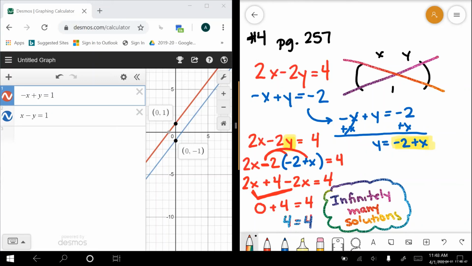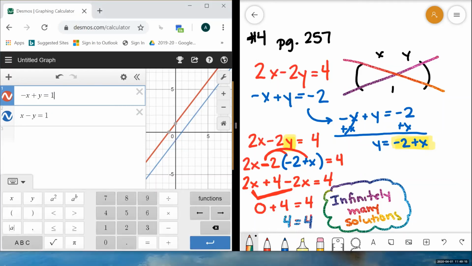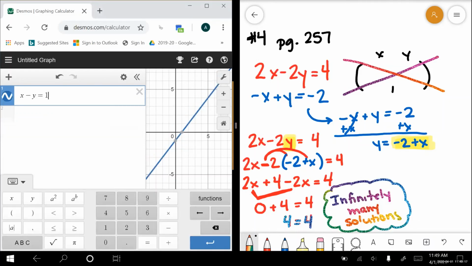So this was not going to be parallel, because parallel systems don't have an intersection point, and so they have no solution. Any other system has one point of intersection, and so it has an x and y ordered pair as its solution. But this one, where they have infinitely many solutions, what's that going to look like? If you remember from our introduction, that should look like a line on top of a line.